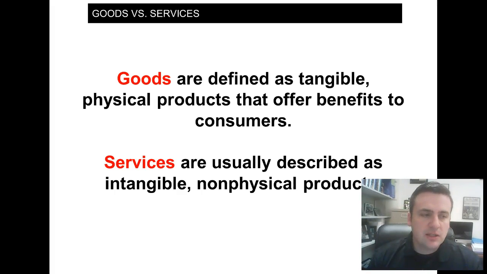The good is defined as the tangible physical products that offer benefits to the customer. And so goods would be those things that you can touch, feel, see, smell. There's lots of things involved in defining a good. The services, on the other hand, are usually the opposite in that they're intangible, non-physical products. And so we'll talk about some examples of the two.